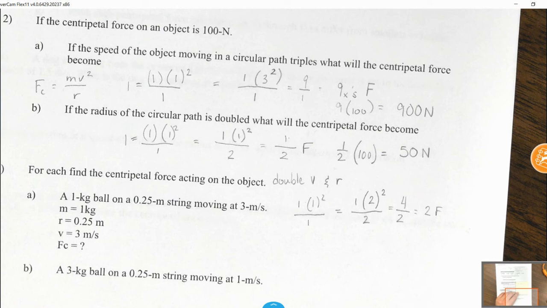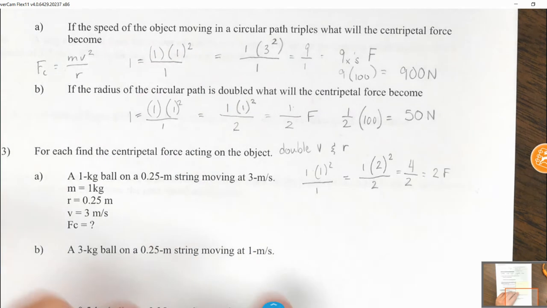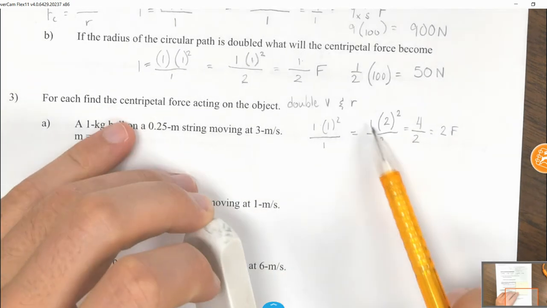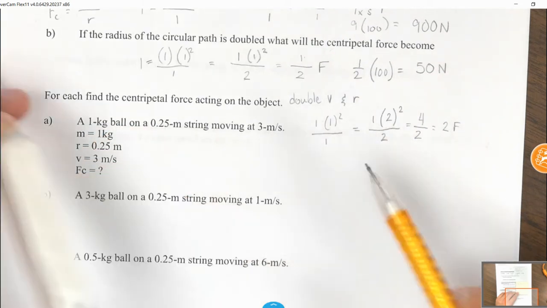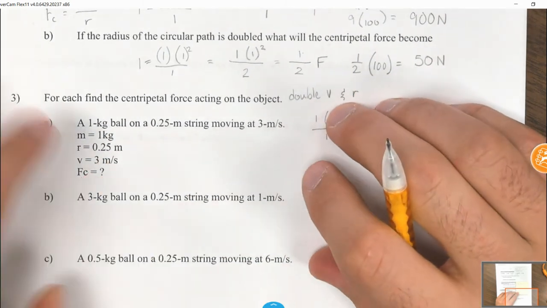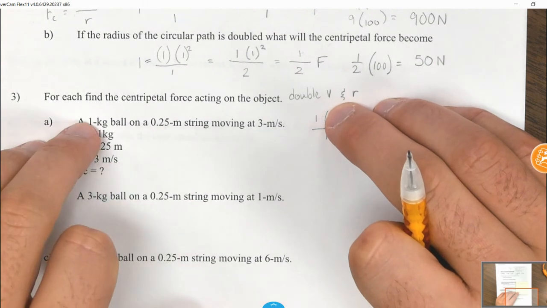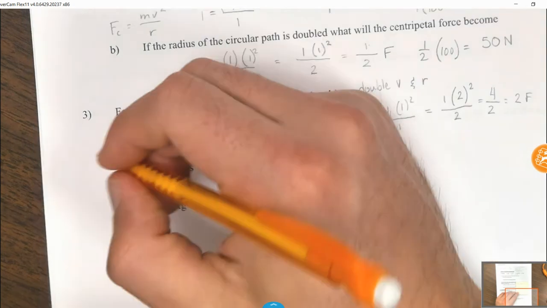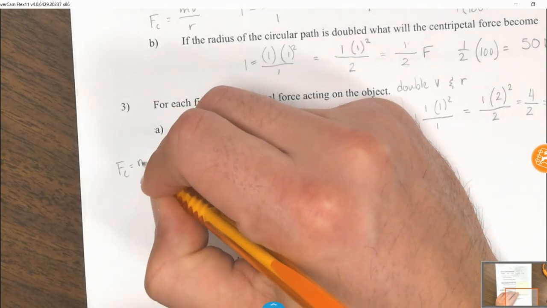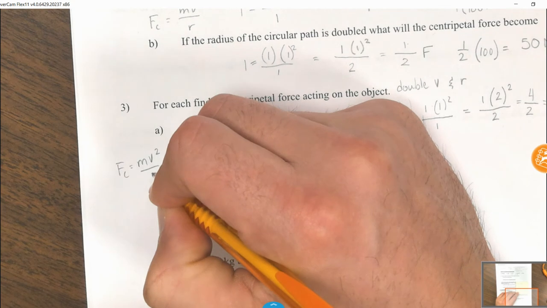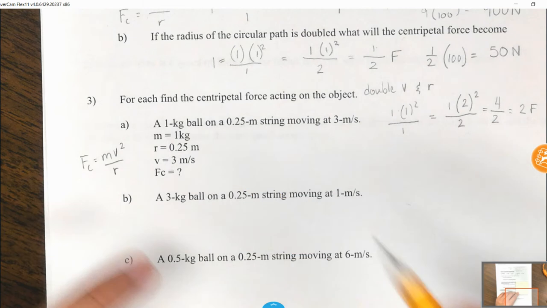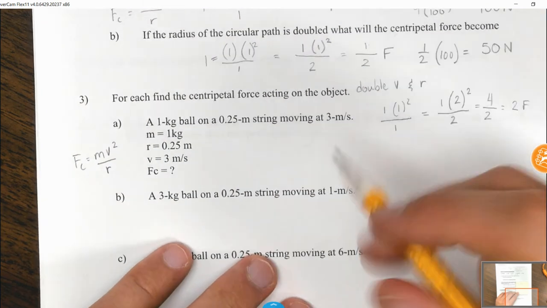Okay. So in number 3, all right, well, sorry, these guys all go with this made up part here. So this isn't part of actual number 3. They want you to find the centripetal force on the object. Okay. So you have your equation for centripetal force. You have mass, you have radius, you have velocity. You're going to put them into the correct positions.